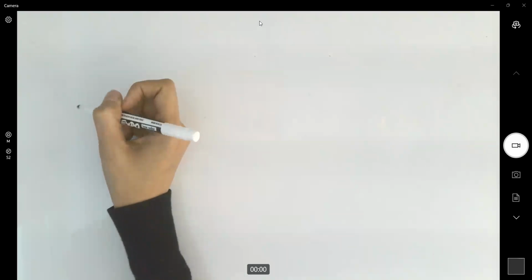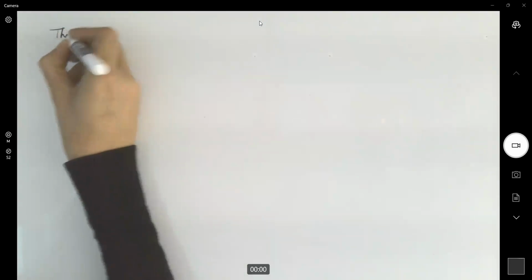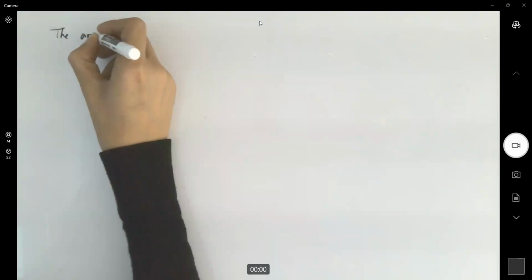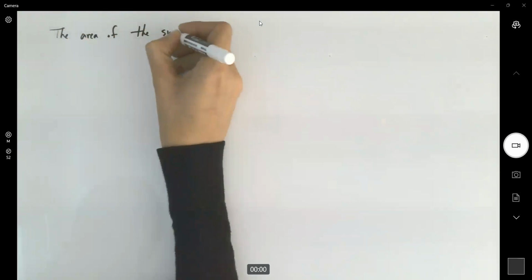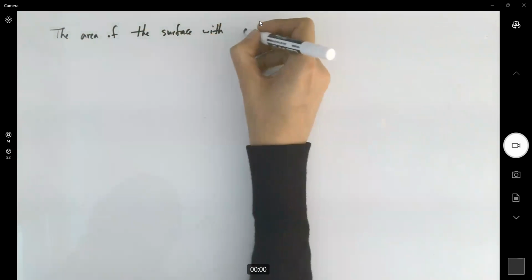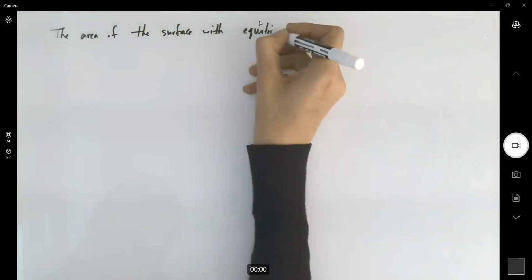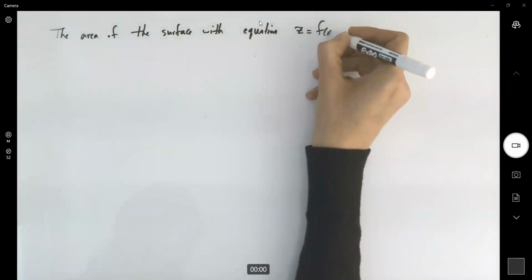We use double integrals to find the area of a surface. The area of the surface with equation z equals f of x and y.